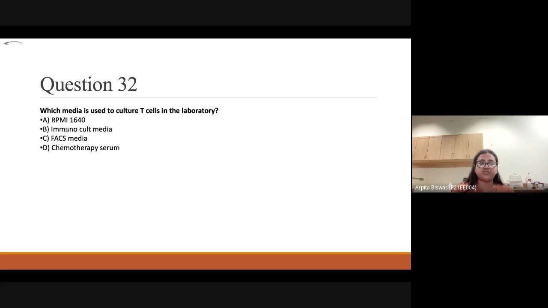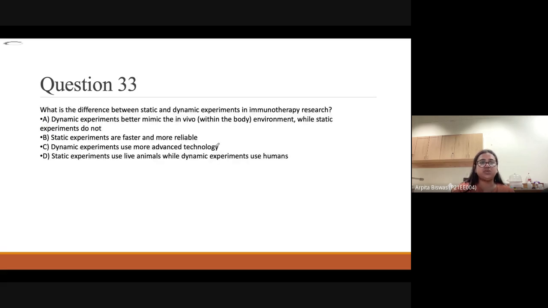So the right option is option B, ImmunoCult medium. Okay. Next question is question number 33. What is the difference between static and dynamic experiments in immunotherapy research? First option is dynamic experiments better mimic in vivo environment while static experiments do not. Second option is static experiments are faster and more reliable. Third option is dynamic experiments use more advanced technology. And option D is static experiments use live animals while the dynamic experiments use humans.